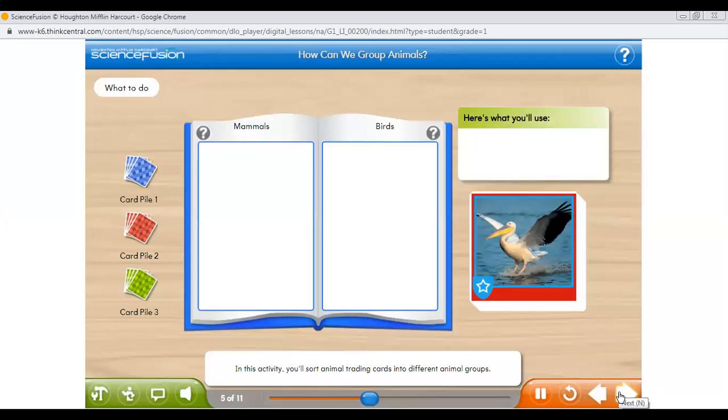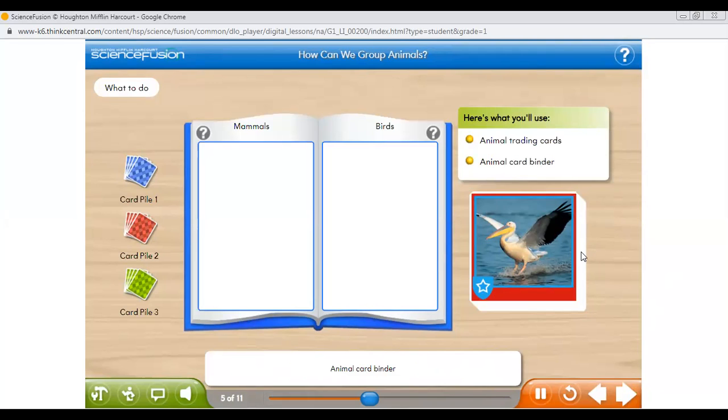In this activity, you'll sort animal trading cards into different animal groups. Here's what you'll use: animal trading cards. Here are the animal trading cards for you to sort. You'll drag each card to where it belongs.